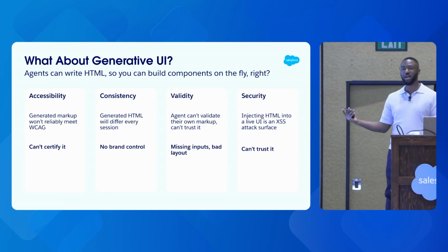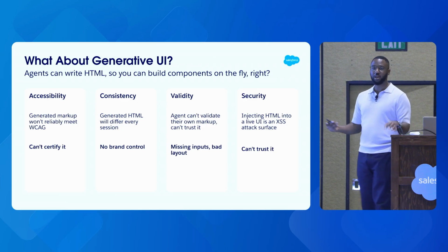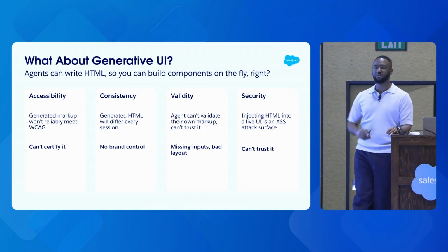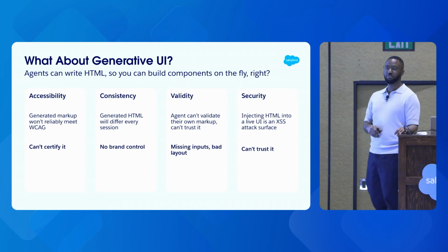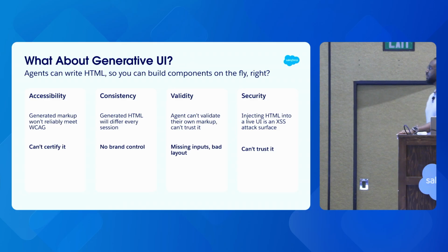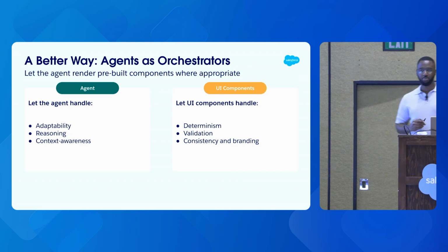And then the last one is the most fun, security. So if you have AI agents writing code, that is a cross-site scripting attack surface. So your security team will be mad at you. So generative UI for the enterprise, not great. But there is a better way, okay?